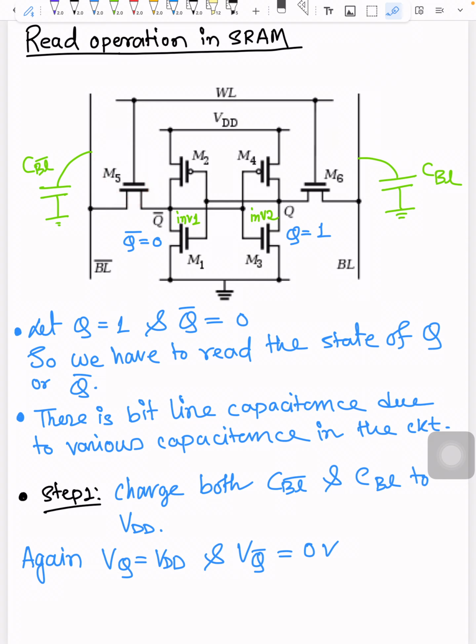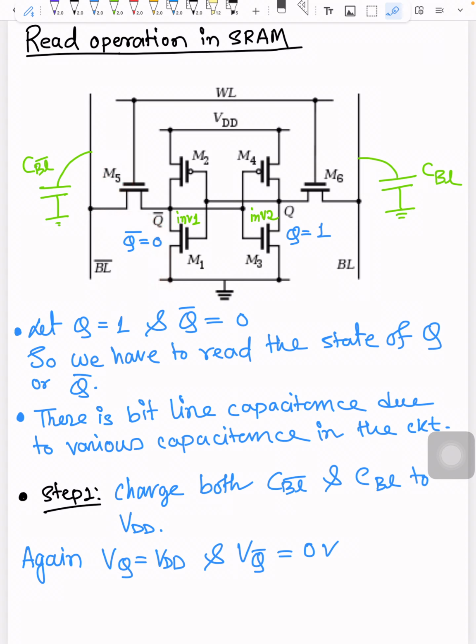Now if you see carefully, CBL bar has a path to discharge, this particular path. Let's see why. Q bar is 0, so the potential over here is 0, and this is VDD. As M5 is on, it can discharge through this path, and M1 is on, because M1 is an N channel MOSFET, and the gate of this N channel MOSFET is connected directly to Q, and Q equals 1, that is VDD. So M1 is on and M5 is on, so it is discharging through this path, M5 and M1.